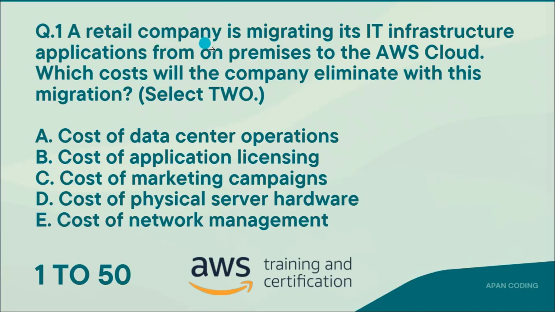A retail company is migrating its IT infrastructure application from on premises to the AWS cloud. Which cost will the company eliminate with this migration? The cost of the data center operation, and second, the cost of the physical server hardware. This is the main point. There is no need for a data center and no need for physical hardware, because everything is provided by AWS. Now move on to the next question, friends.